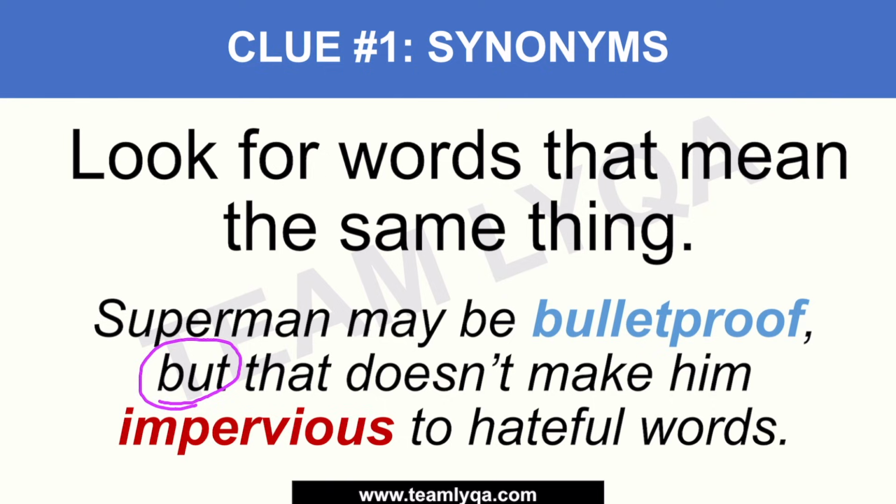Now, I have a full discussion on that as well. If you haven't seen that yet, I'll just link it up above. But basically, what but means is that the statement that follows is the opposite of the one before it. So, our first statement is that Superman is bulletproof. When we say bulletproof, it means he is strong, he is unaffected, right? He can't be hit by any bullet. But means the opposite of this: that doesn't make him impervious to hateful words. Or he is an exception to what happened earlier.